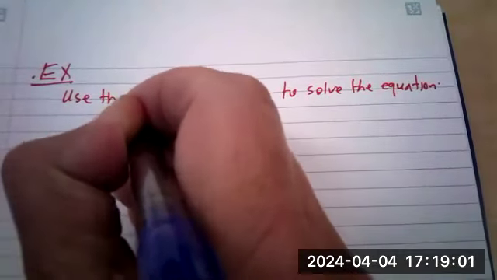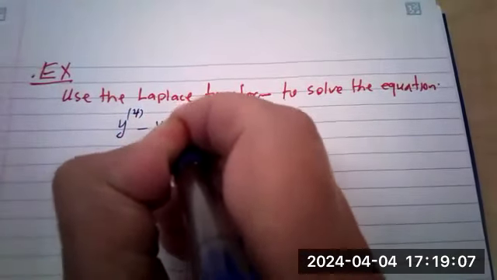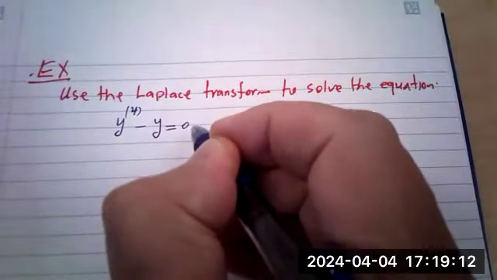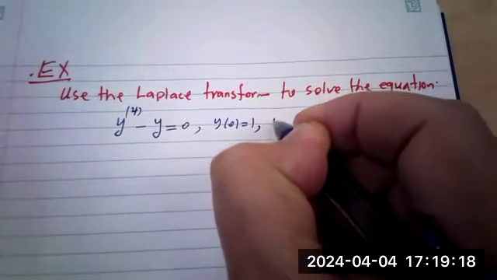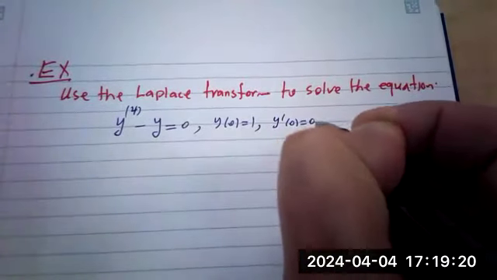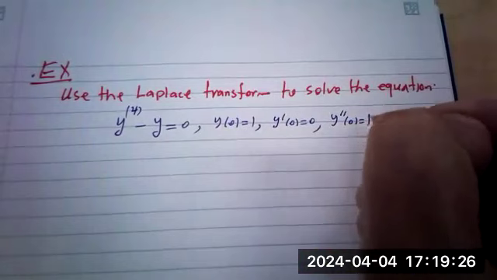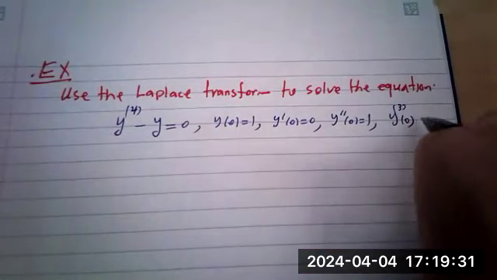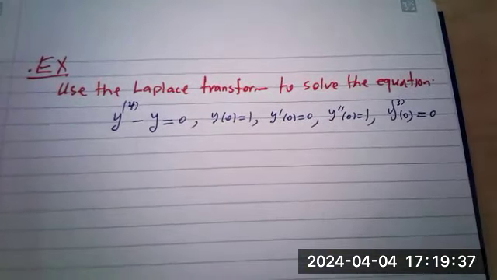It's y, the fourth derivative, minus y equal to 0. It's your equation, the differential equation of the fourth order. And initial conditions are y of 0 equal to 1, y prime of 0 is equal to 0, y double prime of 0 is equal to 1, and the third derivative at 0 is equal to 0. So this is going to be the differential equation that we want to solve.